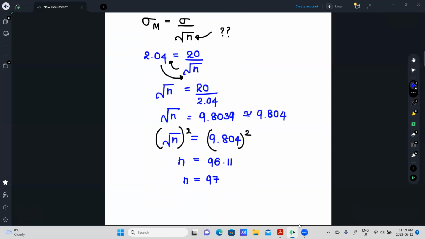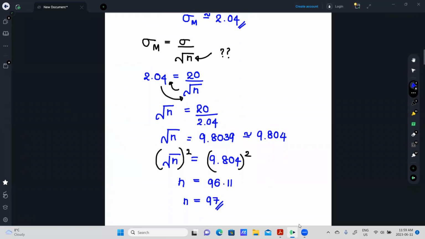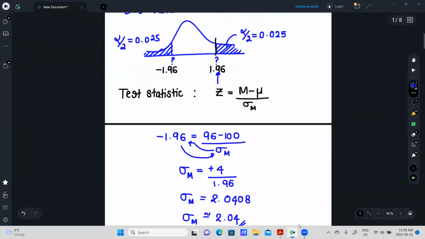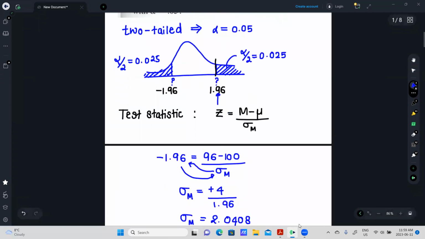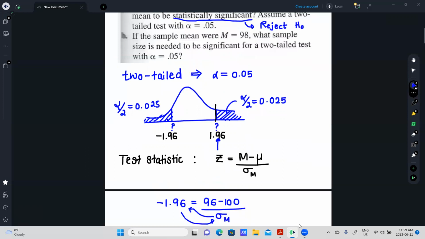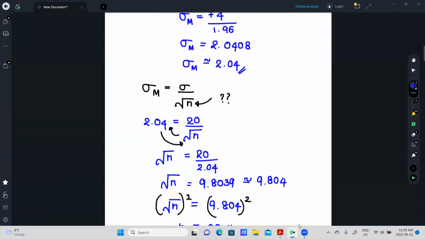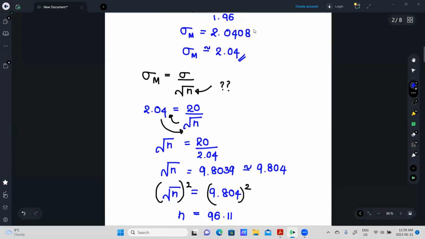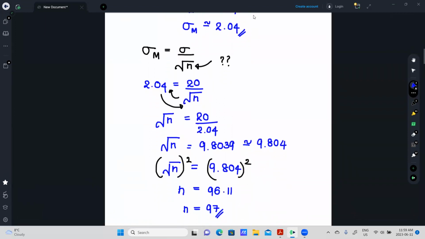You need a sample size a little bit greater than 96. Since it's a discrete value, you have to use a whole number. So n is going to be 97 in this case. That's the final answer. It's easy. The only thing is you have to equate the critical value and the test statistic, and for that you need to find the critical value first. So that's all for this question. And the final answer is 97.